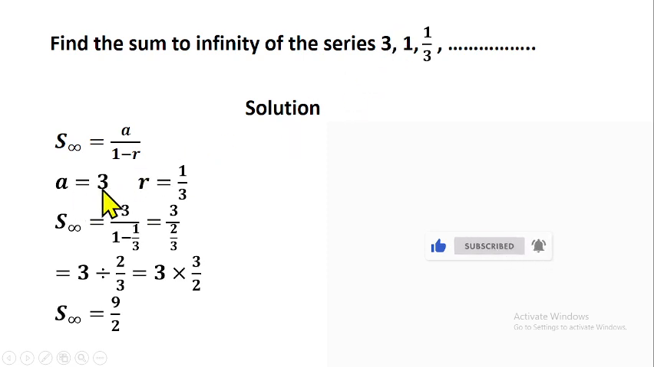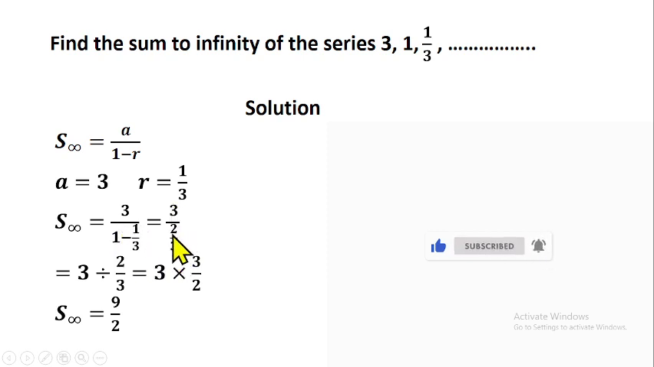What's the first term here? It is 3. Then the constant ratio is this divided by this, or this divided by this. So that is 1 over 3. If you put that into the formula, we have sum to infinity equals 3, which is our first term, over 1 minus 1 over 3. Then if you work on the denominator, you can find the LCM here. That will be 3 minus 1 over 3. That gives us 2 over 3.